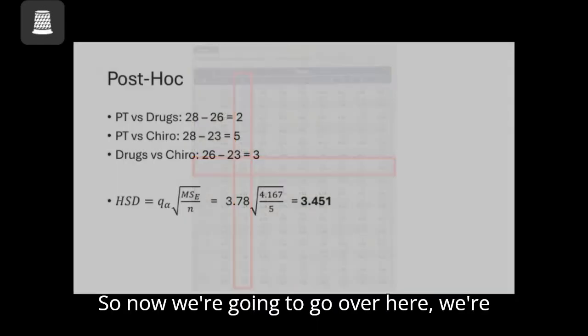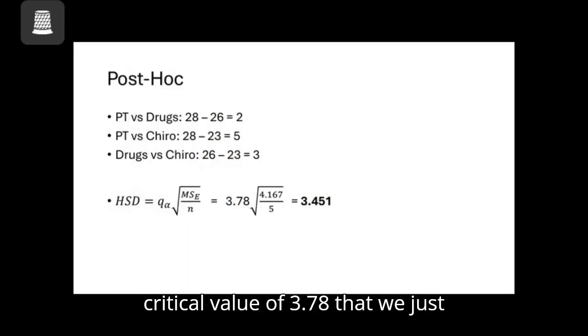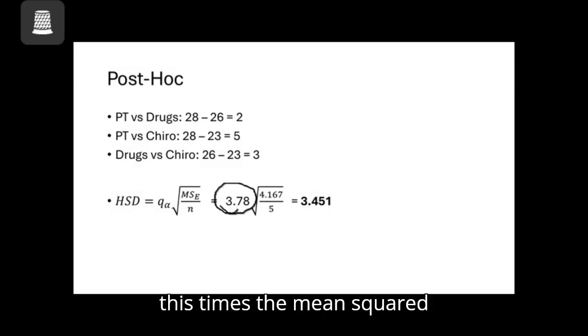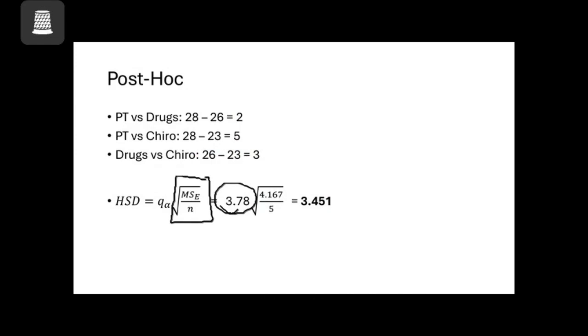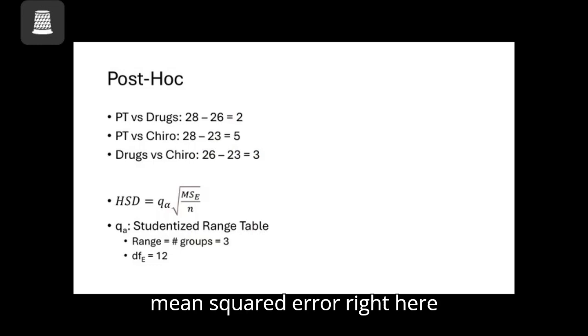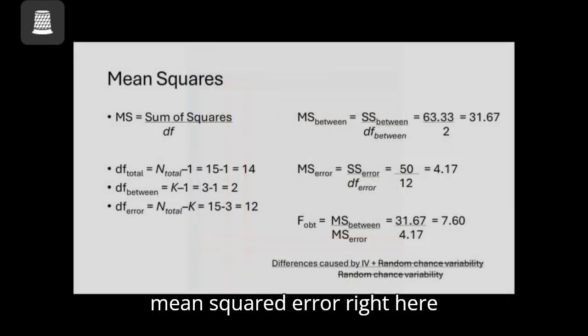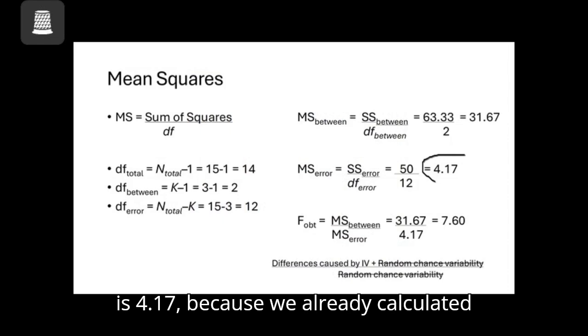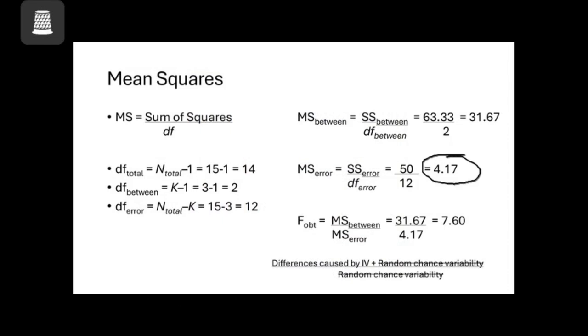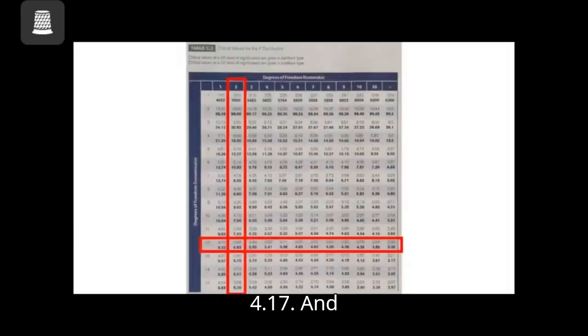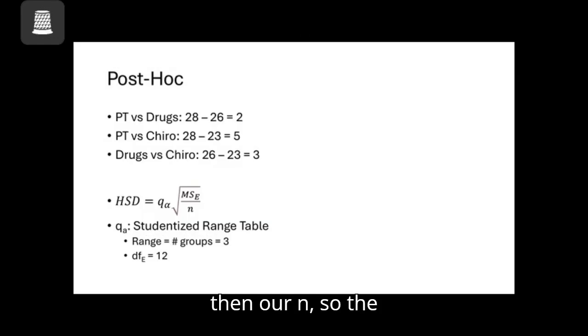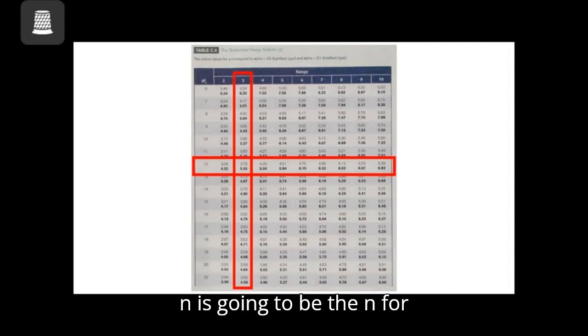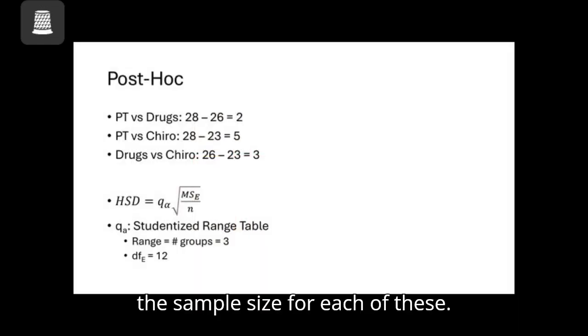So now we're going to go over here and plug this in. We've got our critical value of 3.78 that we just looked up, and we're going to multiply this times the square root of the mean squared error over n. We can go back over and we know that our mean squared error is 4.17 because we already calculated that. And then our n is the sample size for each of these.